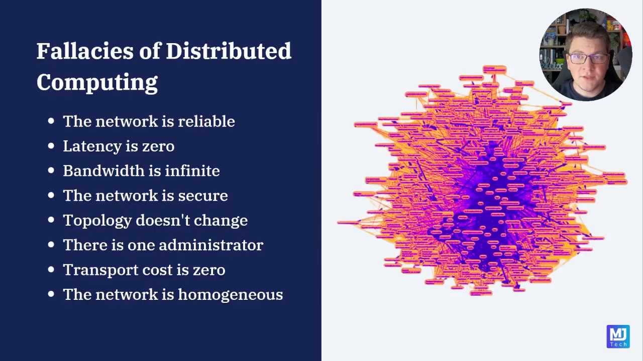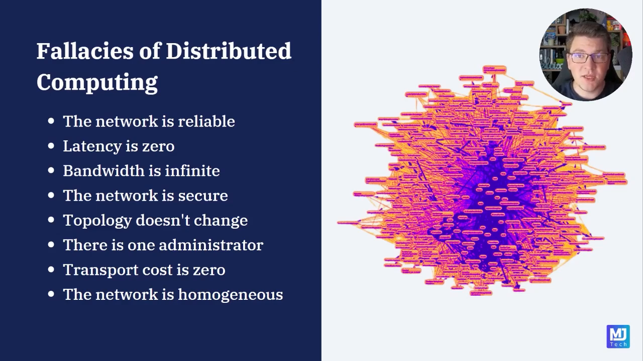Here's a quick reminder of the fallacies of distributed computing that we mentioned in one of the previous chapters. And the fallacies are: the network is reliable, latency is zero, bandwidth is infinite, the network is secure, topology doesn't change, there is one administrator, transport cost is zero, and the network is homogeneous.